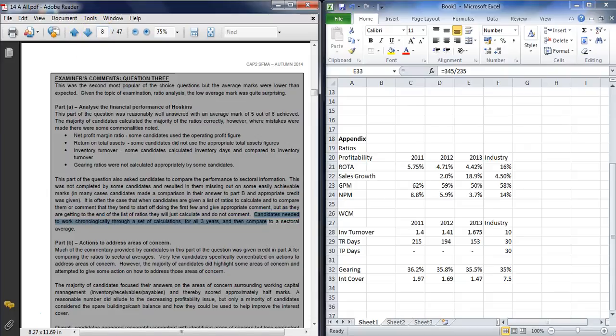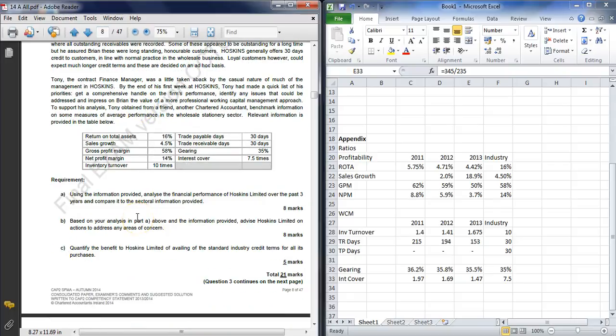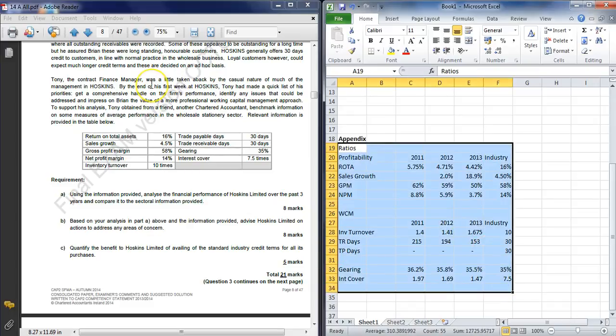The next part of this question is very much linked to part A. It's asking you to advise Hoskins on particular actions to address any concern. So we found the issues from part A, and we know what the narrative is about. So now you just need to be very succinct. Here are my 4 or 5 key issues, and explain why.